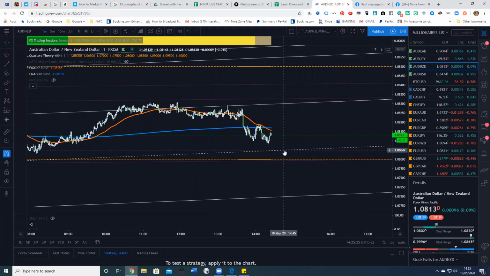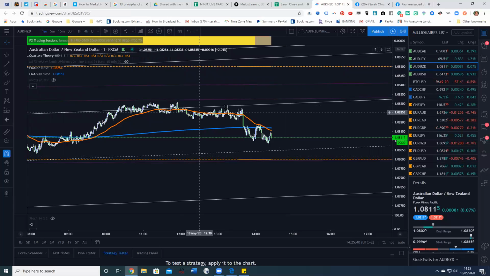So what have we got here? This is Australian dollar, New Zealand dollar. I don't always trade this pair because they're very similar. Just writing down what we've been through. So what have we got happening here? The answer is there was your break and a retest. It's crossed below, it's coming down.